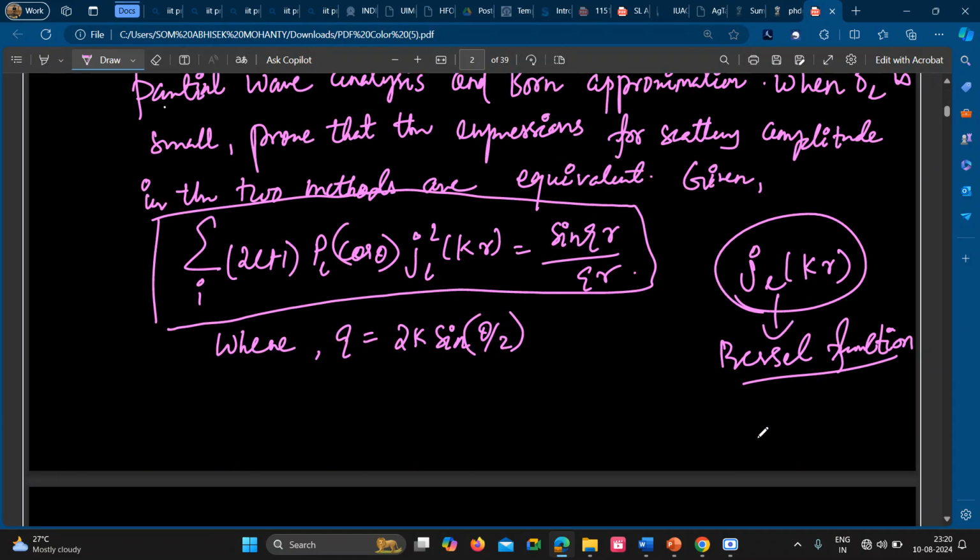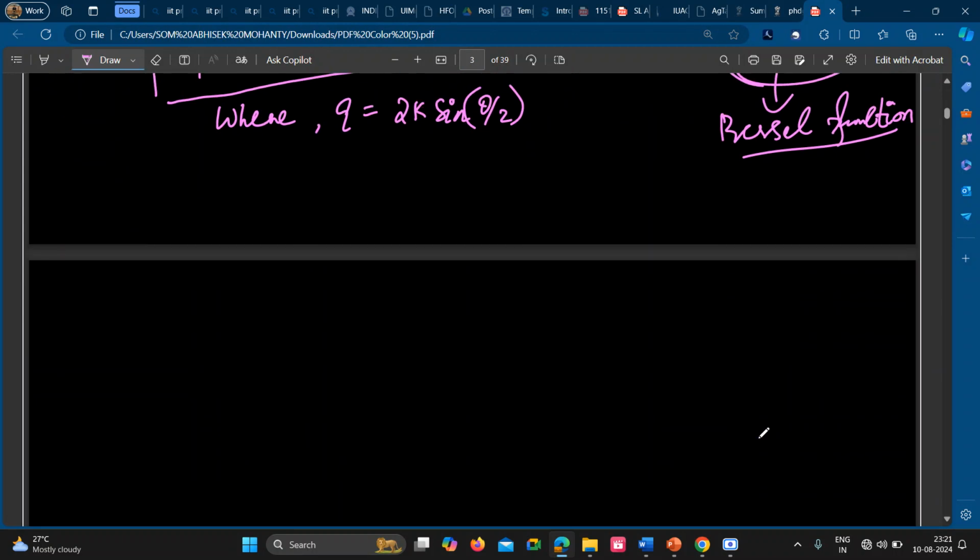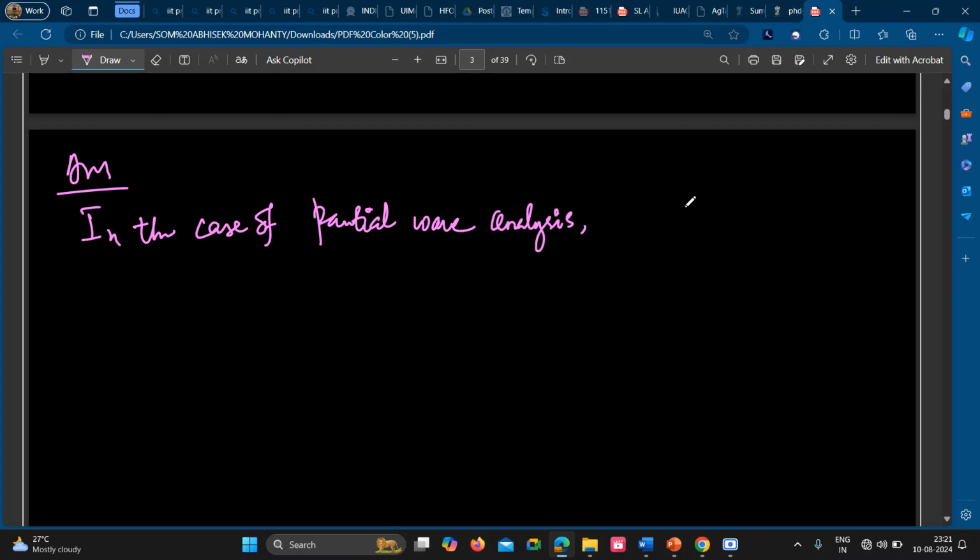First of all, again, what is asked? Look at the expression for scattering amplitude. So scattering amplitude is this one. There is another expression for scattering amplitude in the case of partial wave analysis, and we have to write it down. In the case of partial wave analysis, the scattering amplitude is what?